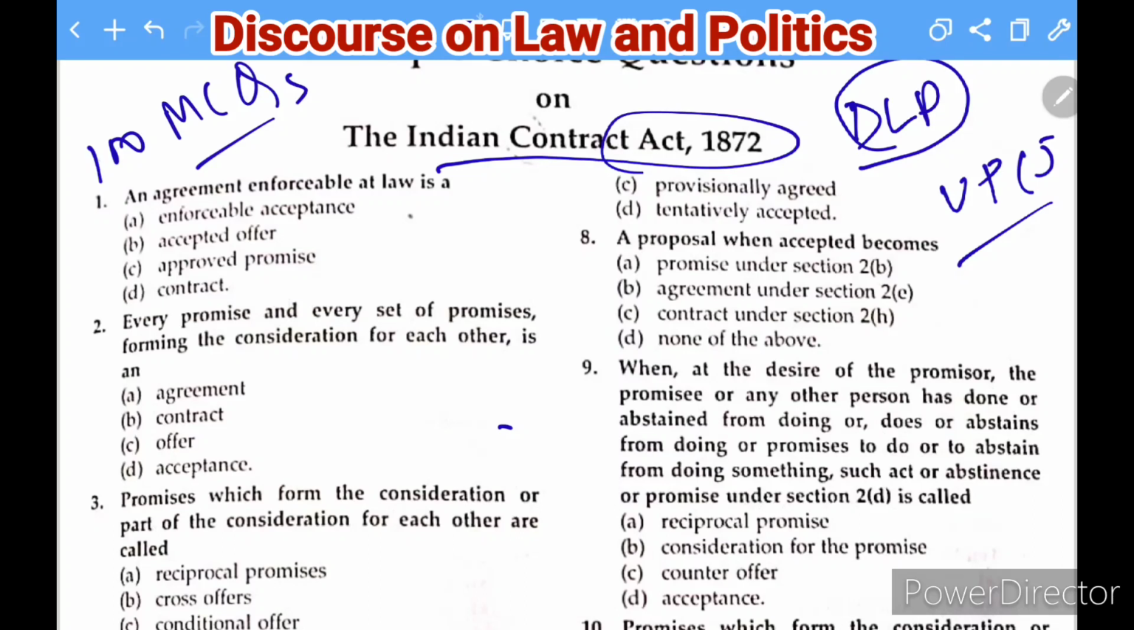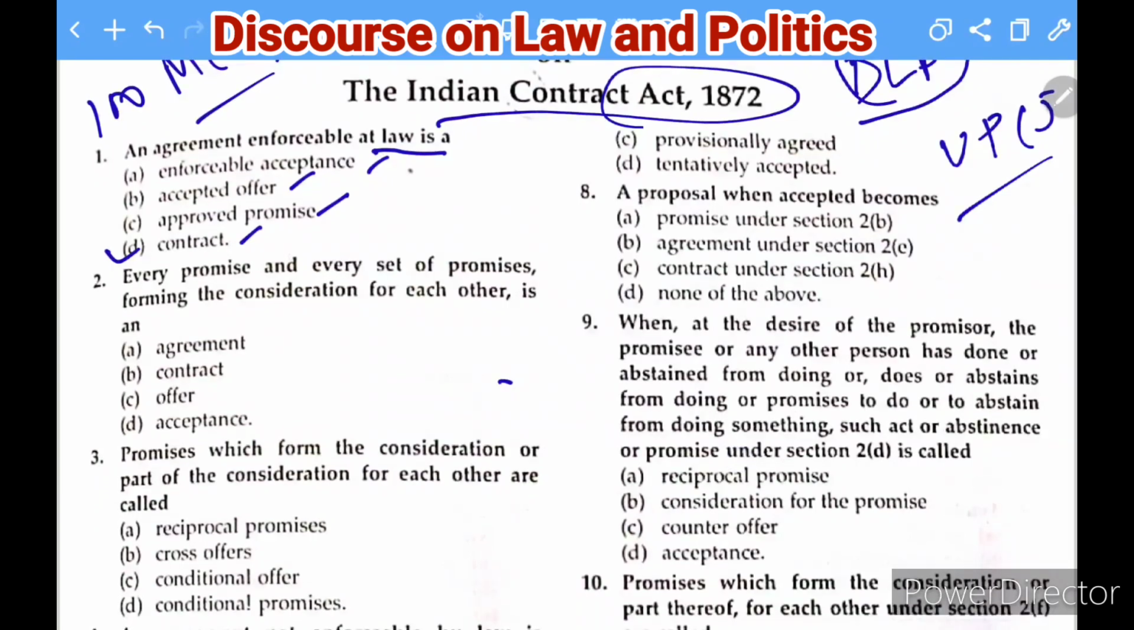Okay, let's start. The first question: an agreement enforceable at law is, the options given here: enforceable acceptance, accepted offer, approved promise, or contract. Which one is the right answer? You know the answer, just give your answer in the comment box immediately. I am waiting for your response. It is a very simple question. All students of law, and even those who are not students of law, must know this answer. So just see which is the right answer. Yes, the answer is contract.